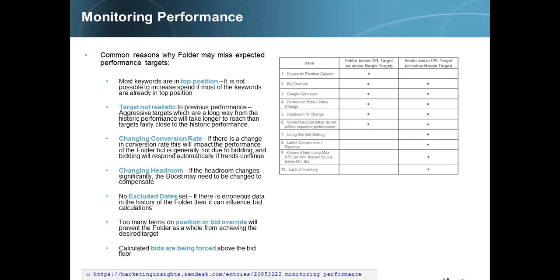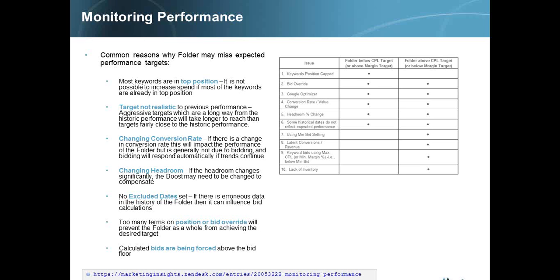Next would be too many terms on position or bid override. So if you have too many terms that are in this bid category, it will prevent the folder as a whole from achieving the desired target. Basically, you're saying that you're overriding the Marin bid calculation, and instead of using that, you're targeting a specific position for keywords or turning off bidding altogether, and therefore Marin's not able to efficiently try to drive those keywords to your target.